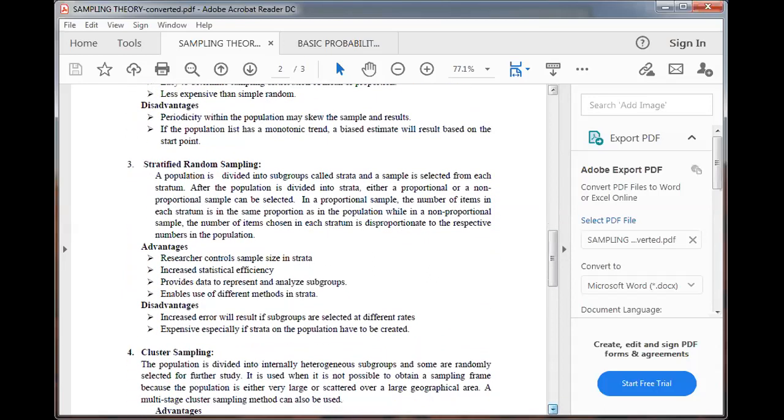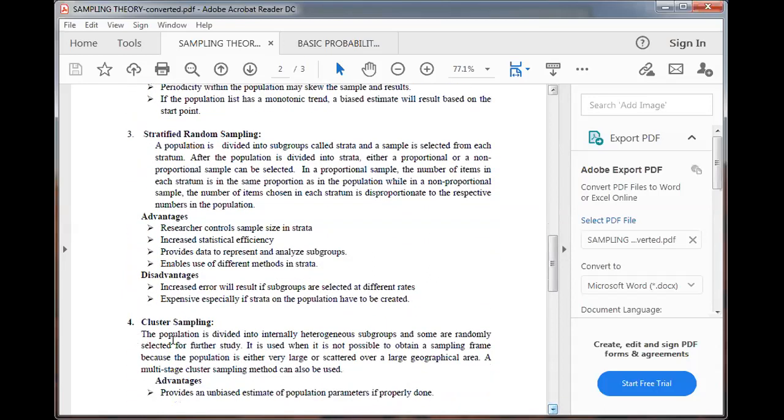Then we have the cluster sampling. Cluster sampling is a case whereby you pick items and you group them into subgroups, and those subgroups are heterogeneous. Heterogeneous here means that they don't have the same characteristics. If, for example, I have the population, I can randomly say, can you group yourselves into 10, 10, 10, regardless of your status, regardless of your tribe, then we shall have heterogeneous groups.